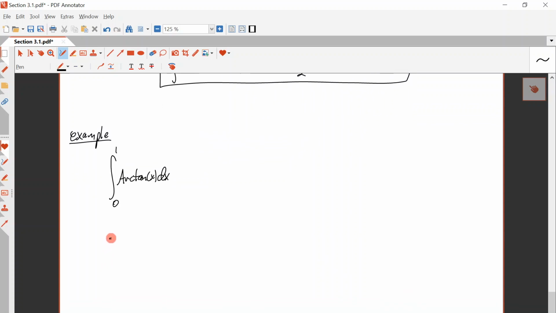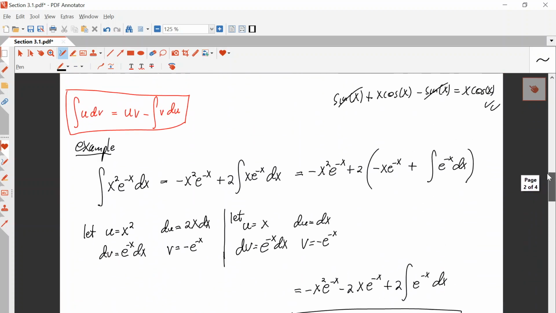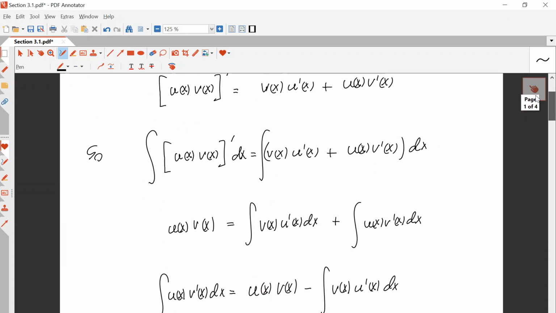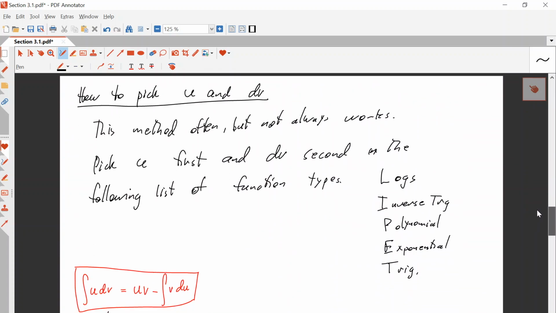Okay, with this one, look at that list again. That list said logs first, inverse trig second, polynomial third. So what's in that problem? All I have showing is an inverse trig function. But there's always a polynomial there, right? Just the number 1 by itself is a polynomial. So just dx by itself, that's a polynomial. So you can always take it to be that.